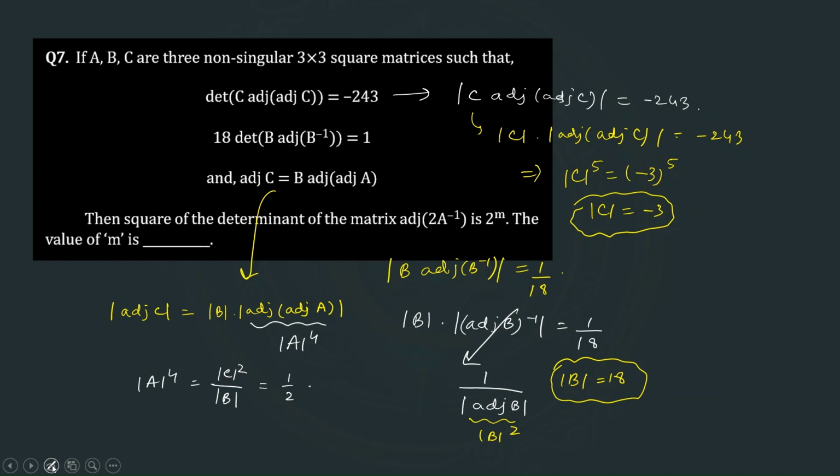So 1 by 2. Now we are to calculate the square of the determinant of the matrix adjoint of 2A inverse. So determinant adjoint of 2A inverse square. Now we can use the properties of adjoint and determinant to calculate this. We know adjoint of kM is k to the power n minus 1 times adjoint M, where n is the order of the matrix M. So this will give us 2 to the power 2 adjoint of A inverse and then determinant square.